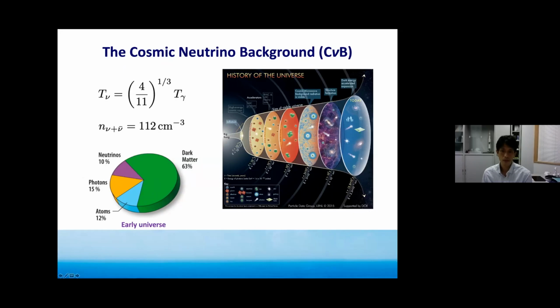The right panel shows the typical cosmic evolution, and we are familiar with the CMB, but time-wise, the CνB came from a much earlier epoch. The present-day temperature is similar to the CMB temperature, and the number density is also similar. In fact, in the early universe, the energy contribution was also high: about 10% of the cosmic energy density was contributed by relic neutrinos. This is interesting, but in the present-day universe it permeates the universe and is very hard to detect.